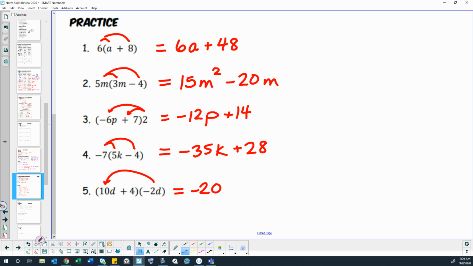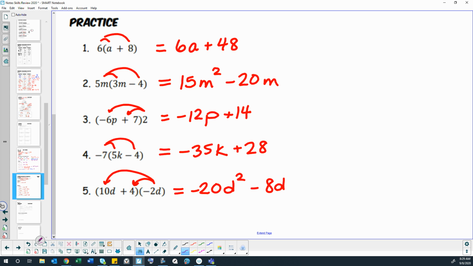Then we have d times d. How do we write it when we have two variables multiplying together like that? We get d squared, okay? So then we're going to go negative 2d times 4, which gives us 4 times negative 2d, or negative 8d. And there's our answer after we use the distributive property.